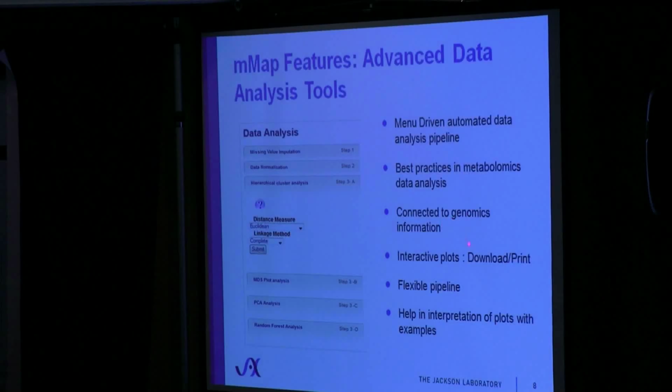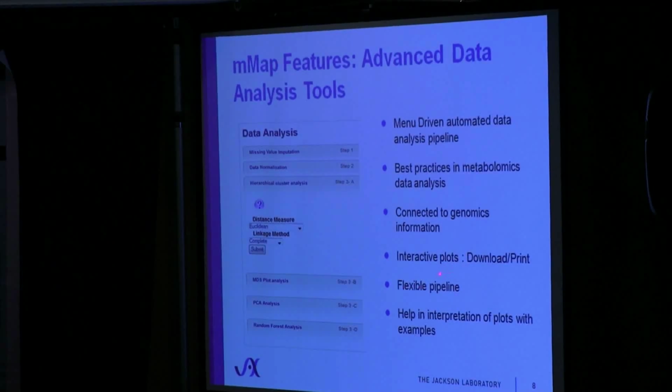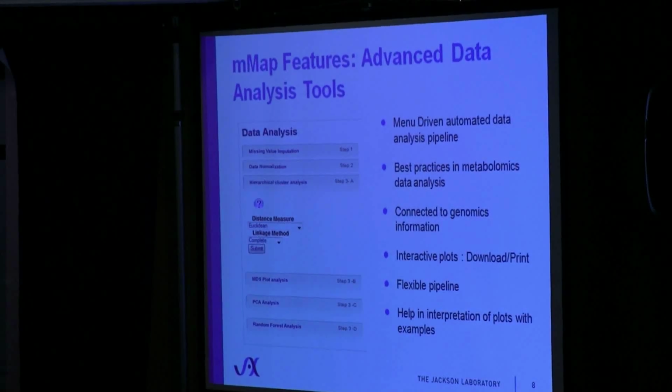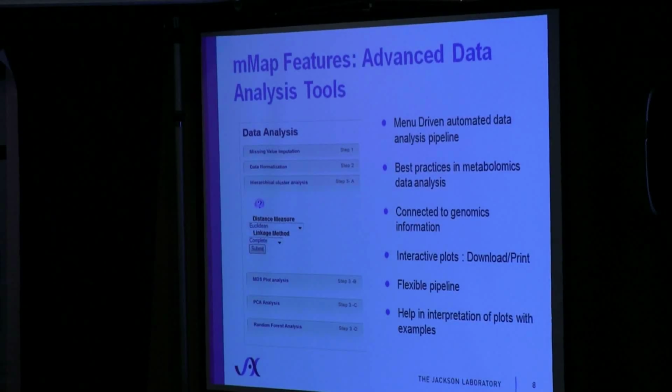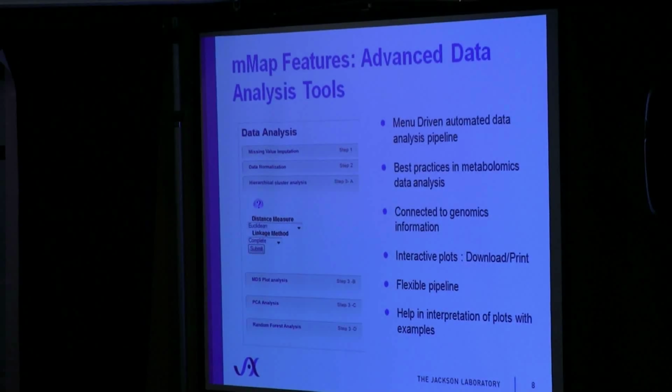And it's connected to genomics information because the ultimate goal is you want to find which genes are involved and which pathways are involved. So all that information is connected. You can do interactive plots. This is one of the biggest features of the MMAP data analysis pipeline. You can click on any graph. If you find some metabolite interesting, you can click on it and see all the details about that metabolite.